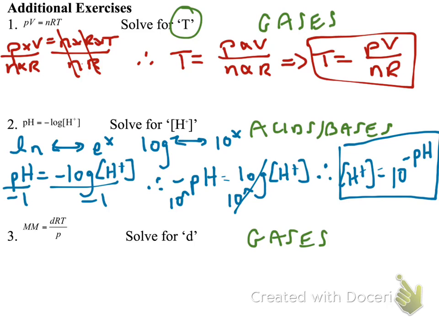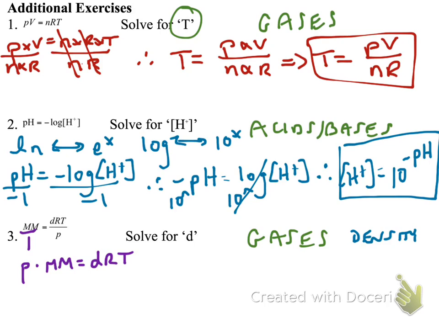All right, the third one's solving for D in this case, and D is going to be your density, or mass over volume. Okay, so in order to get D by itself, I need to first get rid of the stuff on the bottom, which is the pressure. So I need to multiply across. We could say that this is actually mm over 1. And if you know how to cross multiply, what this is going to be is P times mm equals dRt times 1, but we don't need to write that.